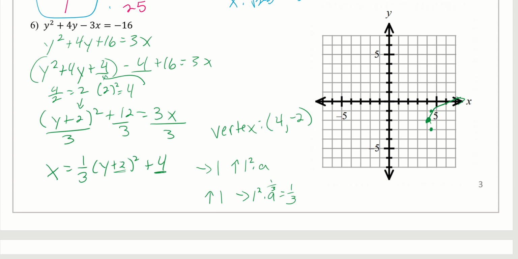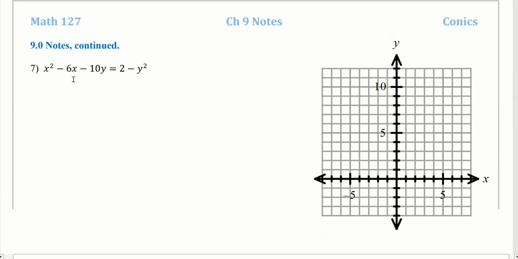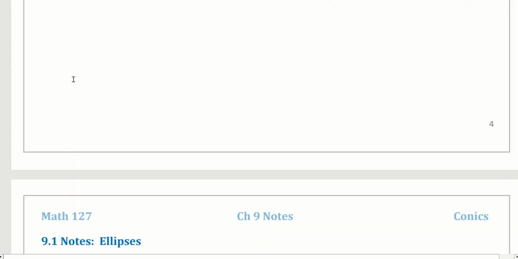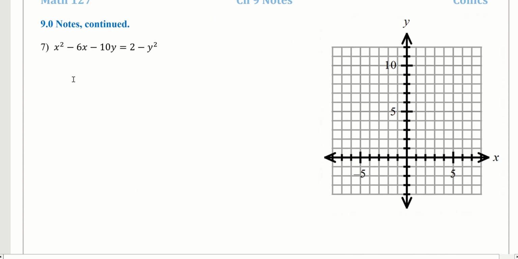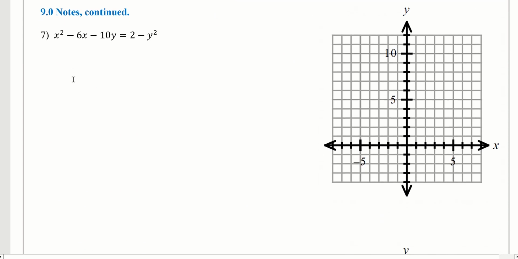Ta-da! Okay, so very similar to the parabola that you guys know and love, but some slight differences. Awesome. Alrighty. What do we got? 2 more? We got 2 more. We can do this. All right. Number 7 here.